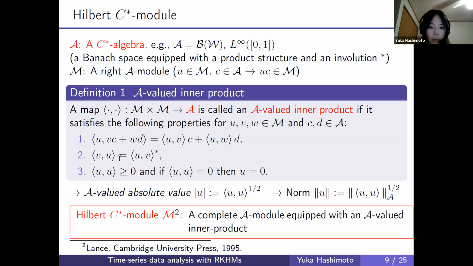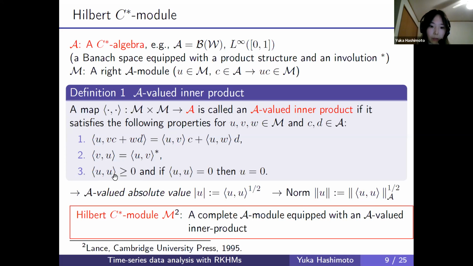And the complex conjugate in the case of the complex valued inner product corresponds to adjoint in this case. And also this inequality means this inner product is a positive element in A.